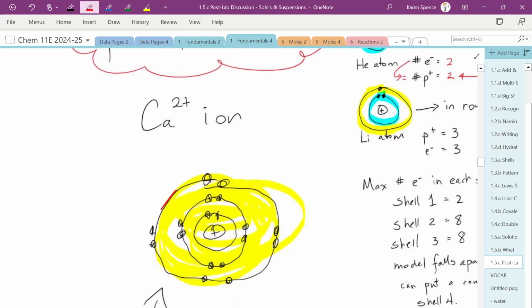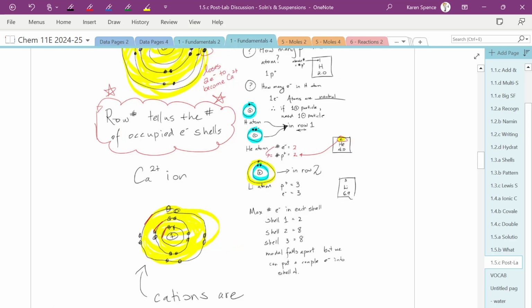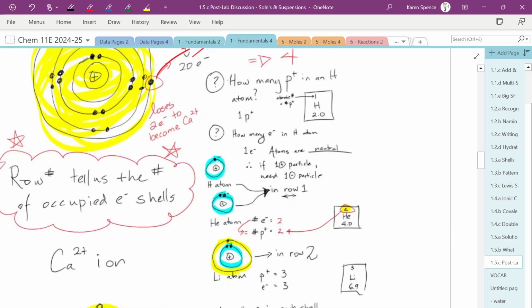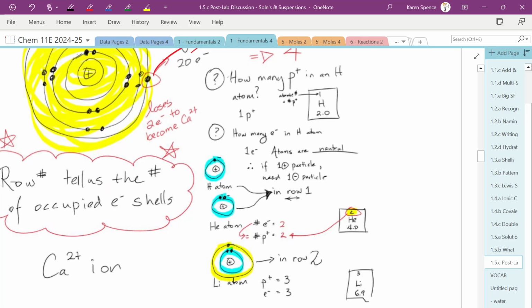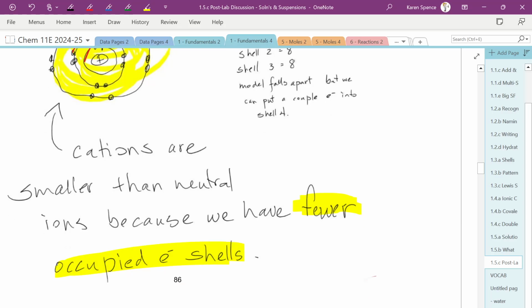Only 1, 2, 3 valence shell, occupied shells, and you can see that just makes it a lot smaller. Because I did this in my regular class last year, we were like, how many protons, how many electrons, blah, blah, blah. Anyway, we don't need to do that. Yes? We're good. Okay. So cations are smaller because we have fewer occupied electron shells.